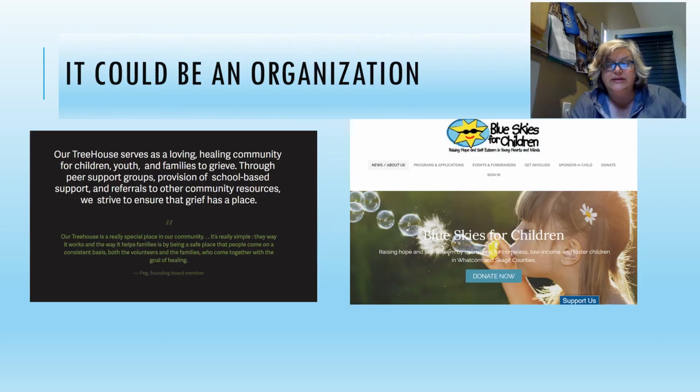Okay, so let's look at some examples. One thing that you could do is choose an organization. It could be a national organization, it could be a local organization. I've chosen two examples of local organizations that relate to children and families. These are both based here in Bellingham, Washington. And you can see that one of them is called Our Treehouse.